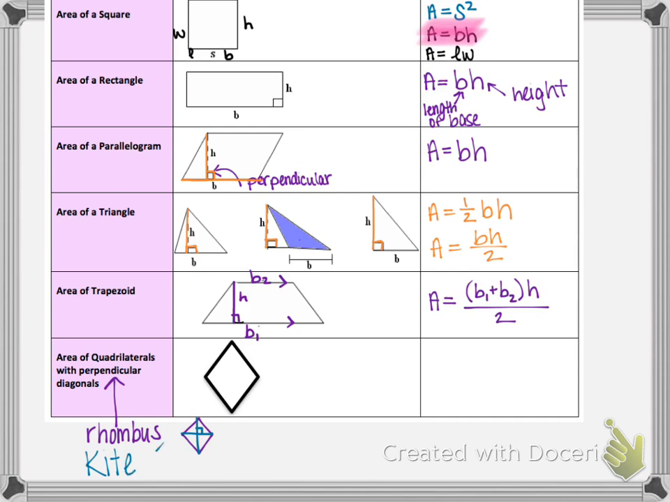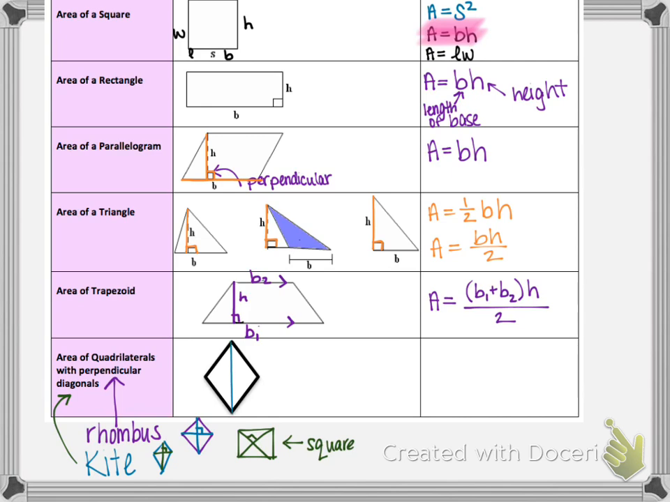Kites have perpendicular diagonals. So a kite is exactly how you would imagine it to be. It looks like your classic gonna go fly it up in a park sort of kite. Those have right angles. And then squares as well. Their diagonals are perpendicular as well. So those are examples of things that you can use this with if they gave you your diagonals and you didn't want to have to deal with other things.